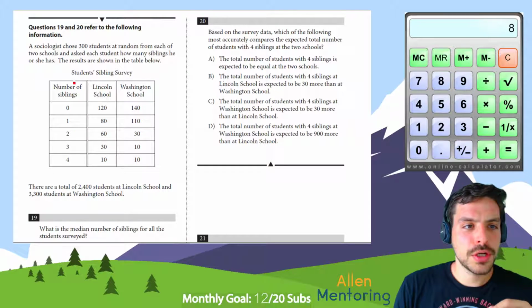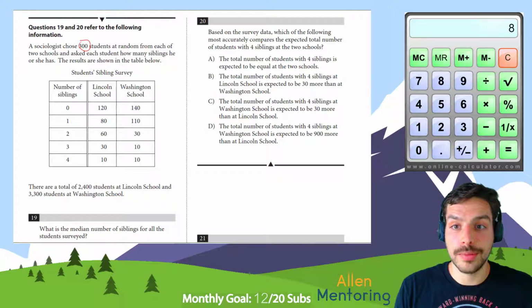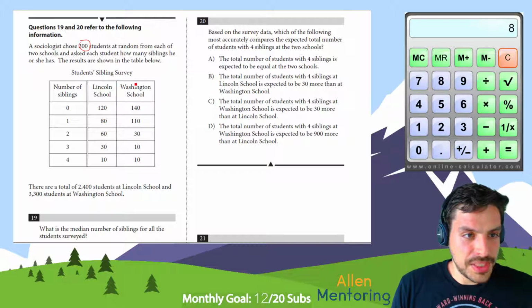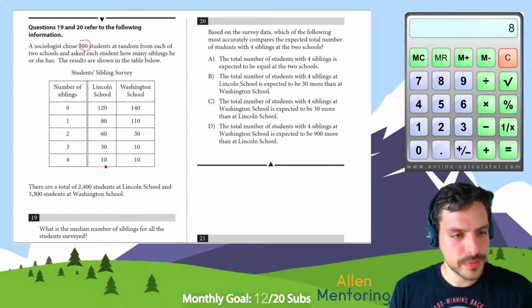A sociologist chose 300 students at random from each of the 2 schools and asked each student how many siblings he or she has. The results are shown in the table below. We see how many siblings they have from 0 to 4, and then for each of the schools, how many students answered either 0, 1, 2, 3, or 4, okay?